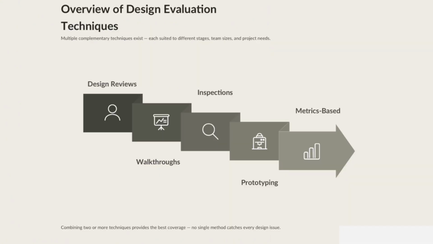Let us check the overview of design evaluation techniques. There are multiple techniques used to evaluate software design. Some are informal, like reviews and discussions, while others are formal, like inspections and metric analysis. Each technique has its own advantages and is used depending on project size, complexity, and team experience. Combining two or more techniques provides the best coverage. No single method catches every design issue. Here you can see design reviews, walkthroughs, inspections, prototyping, and metrics based evaluation. In the next slides we will discuss these.